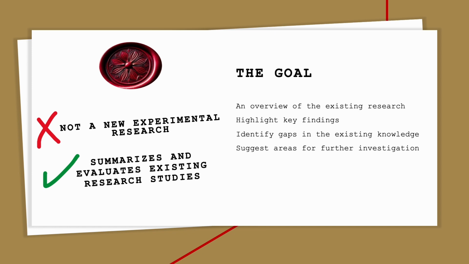Literature reviews are commonly found in scholarly journals, theses, dissertations, and research reports. They are helpful for researchers to get an overview of a field of study, understand the evolution of theories or methods, and position their research within the broader academic conversation.